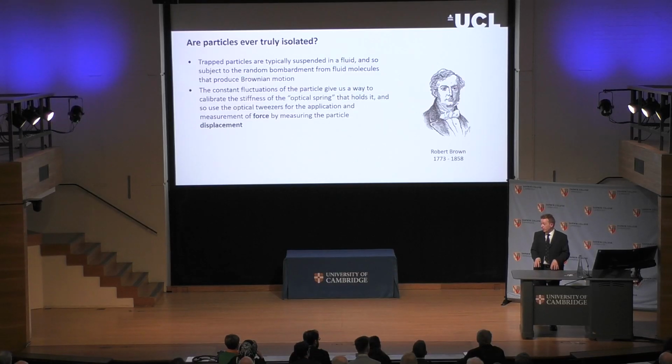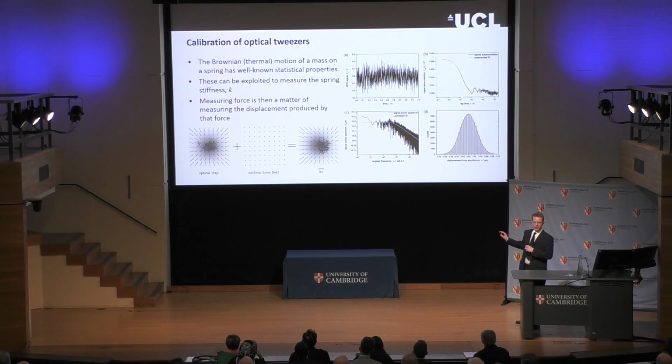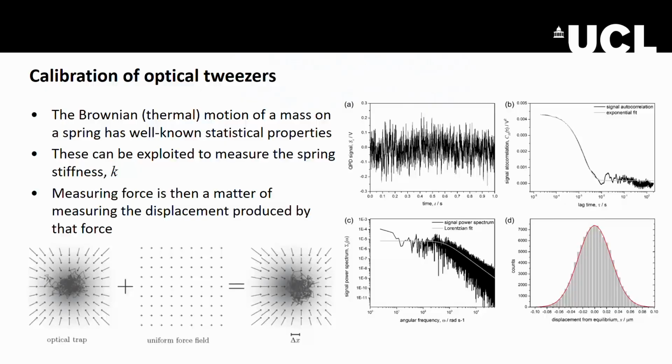This is no bad thing, because actually that random motion of the particles that are held in the optical tweezers gives us a way of determining the relationship between the force you apply and the resulting movement of the particle. It gives us the stiffness of that optical spring. Okay? It's a slide for the physicists, really. This is basically measuring the displacement of a particle as it does jiggling Brownian motion in a trap.